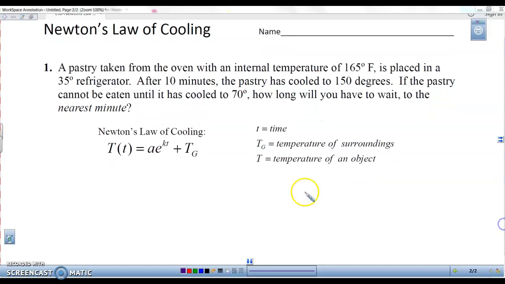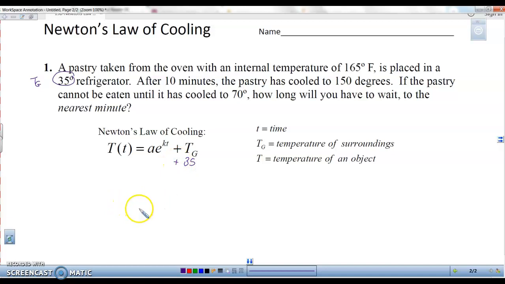Using Newton's law of cooling, using the e formula, what we can do is figure out our values. So let's look at what we have here. First of all, the temperature of the surroundings we know. The temperature of the surroundings would be the 35. This would be Tg, so this would be 35.